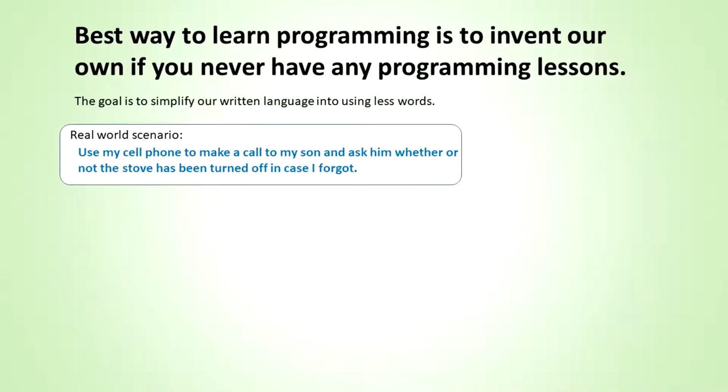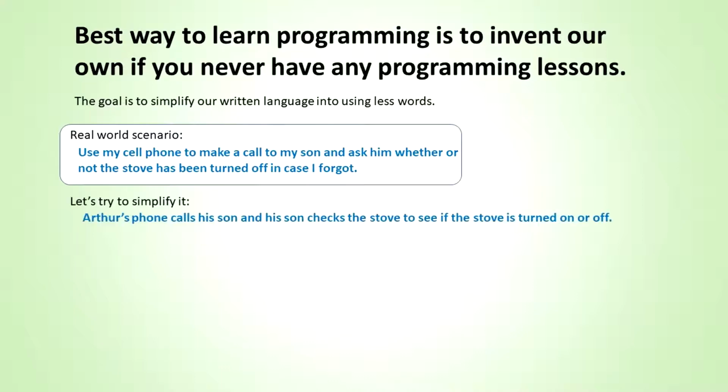Let's try this, and let's say I want to express this sentence. Use my cell phone to make a call to my son and ask him whether or not the stove has been turned off in case I forgot. Okay, let me try to shorten it like this. Arthur's phone calls his son, and his son checks the stove to see if the stove is turned on or off. Okay, the sentence looks shorter.